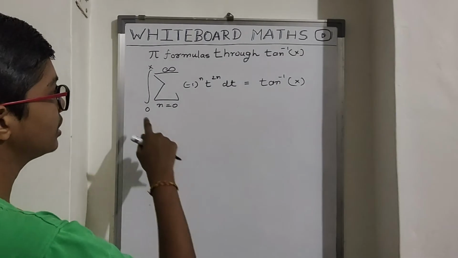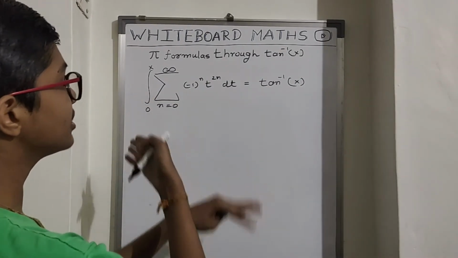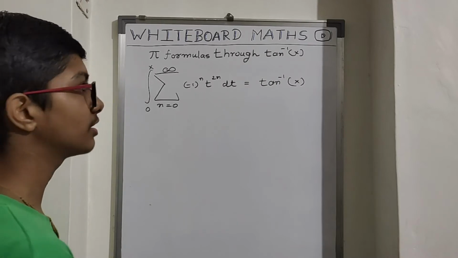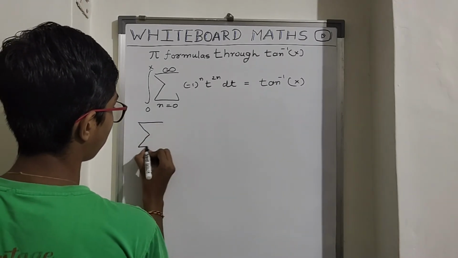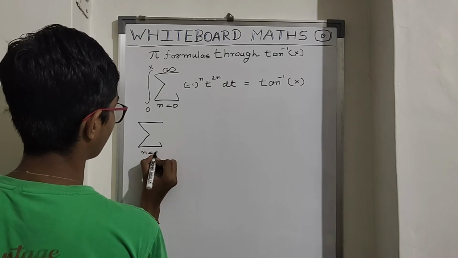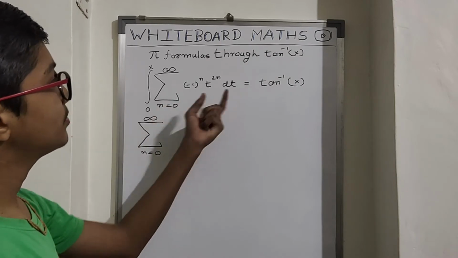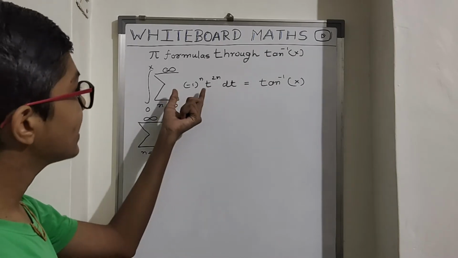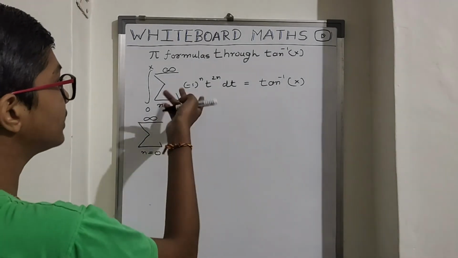So far we have reached this point, and now we are going to interchange the sum and the integral. With respect to the variable t, this negative 1 to the n is a constant term, so we could bring that outside.